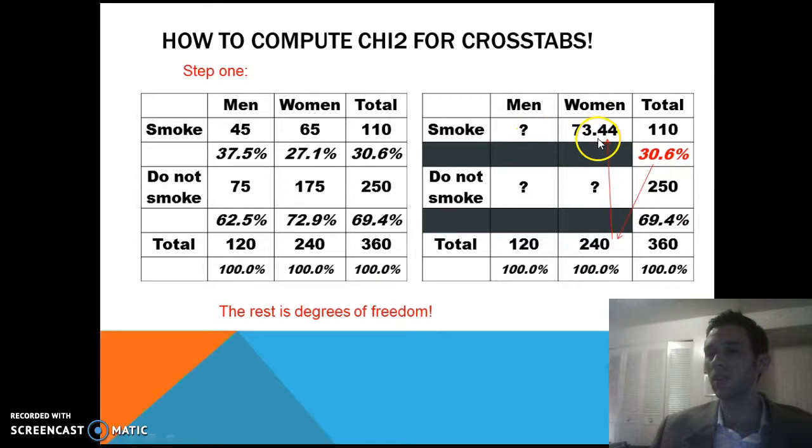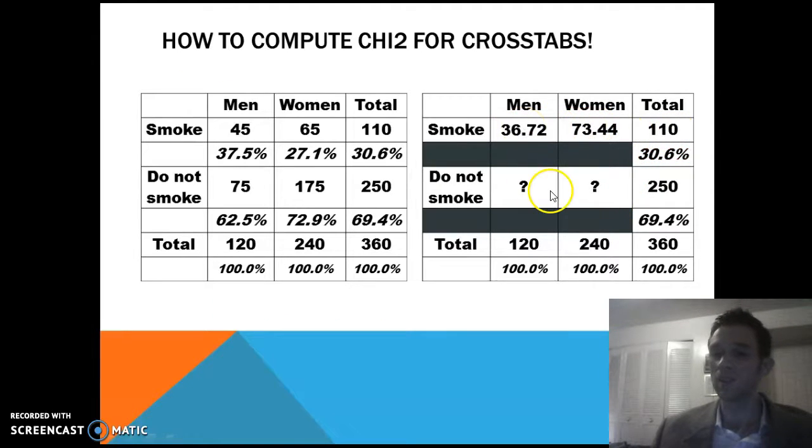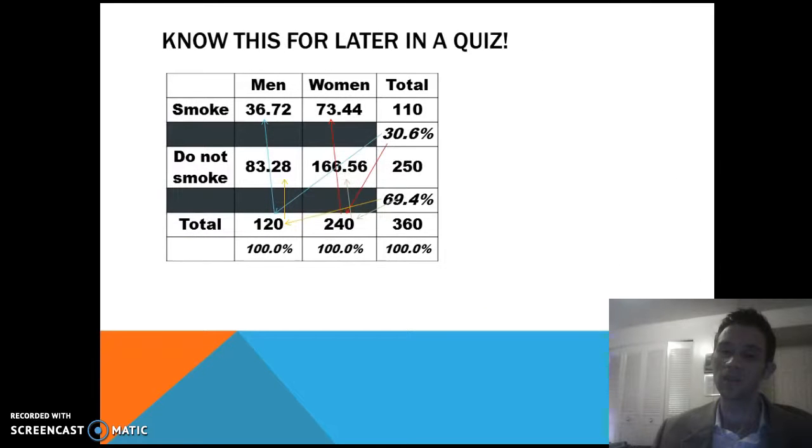This is a 1 degree of freedom table, so as soon as we have one cell, we can figure the rest out through subtraction. So 110 minus 73.44 gives us 36.72. And 240 minus 73.44 gives us 166.56. And 250 minus 166.56 gives us 83.28. So we can fill the whole table out just in that way, sort of like a Sudoku puzzle or something.